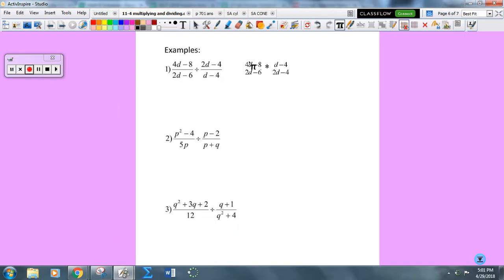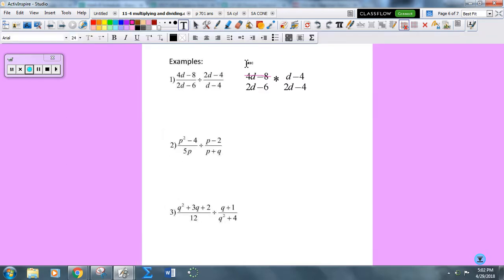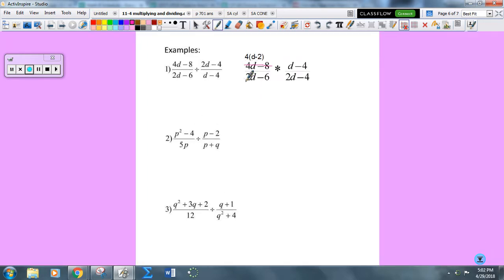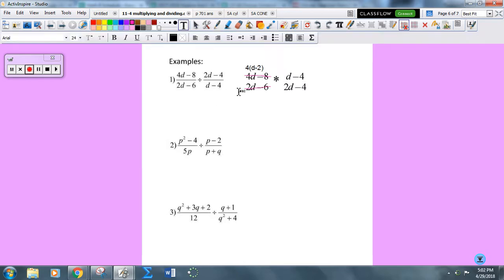Okay, I want you to always do that as a separate step than your factoring, because if you try to do that and factoring at the same time, you're going to forget something. Now I am going to factor. So here I can factor out the 4. So that gives me 4 times d minus 2. The denominator, I can factor out the 2. So that gives me 2 times d minus 3. Over here, that's d minus 4. I can't do anything there. But here I can factor out a 2 and get 2 times d minus 2.